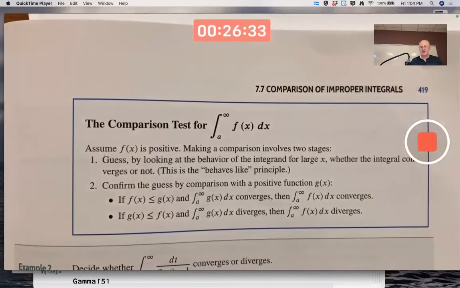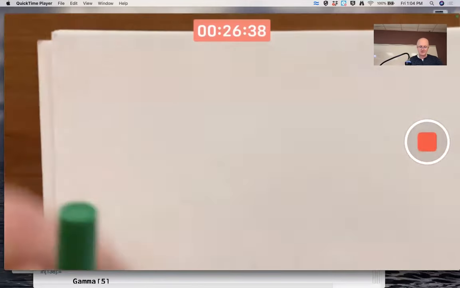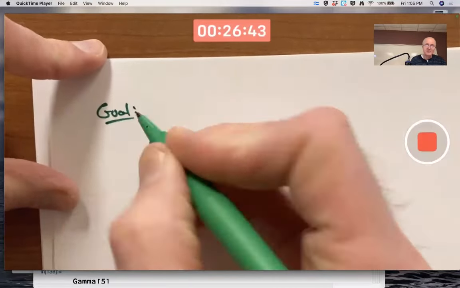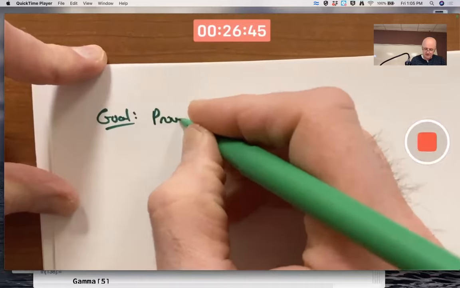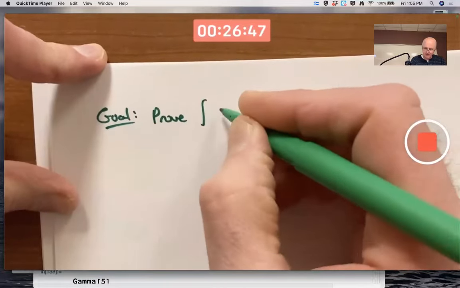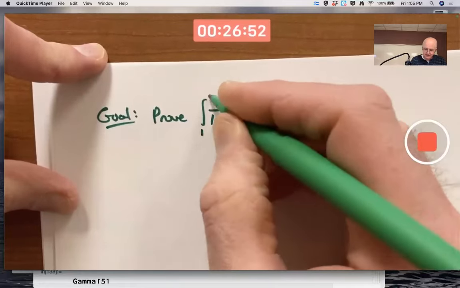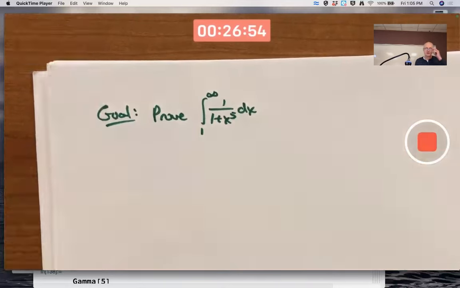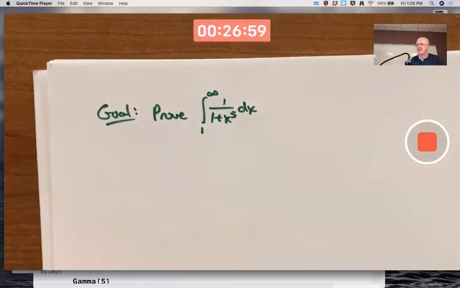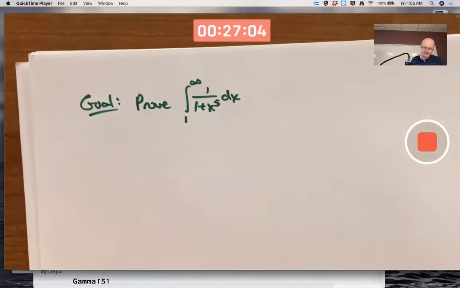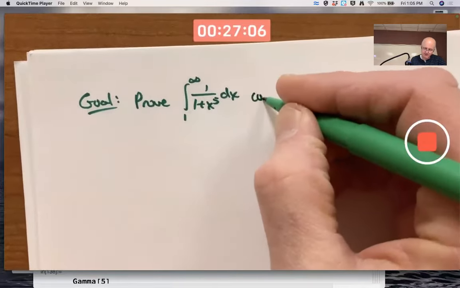Okay, all that is preamble. How do we actually do the proof? So the goal here is to prove the improper integral of 1 over 1 plus x to the 5th converges. And again, I'm going to pick 1 to infinity instead of 0 to infinity. It's not that I couldn't do 0 to infinity, I could. It's just going to be a little bit less cumbersome to do 1 to infinity. We want to prove this converges.